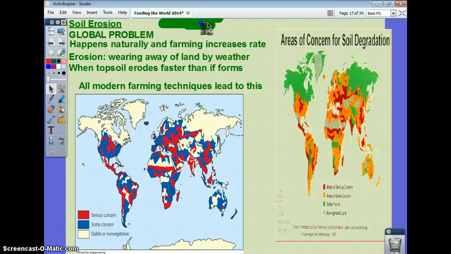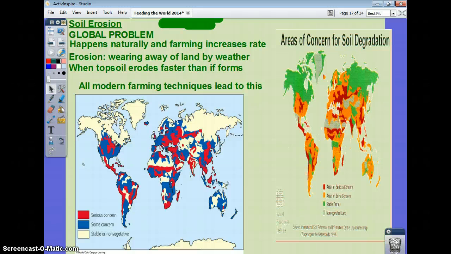The problem is that we farm and we loosen the soil by trying to plant crops. So when the water and wind hit, the soil blows away. And that's basically what happens. When the top layer of soil goes away faster than the soil can replenish, this is when you consider loss of arable land or soil degradation.